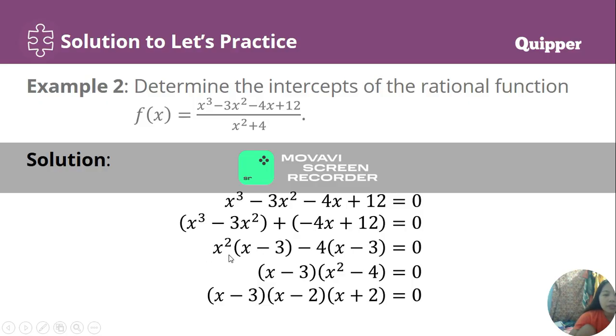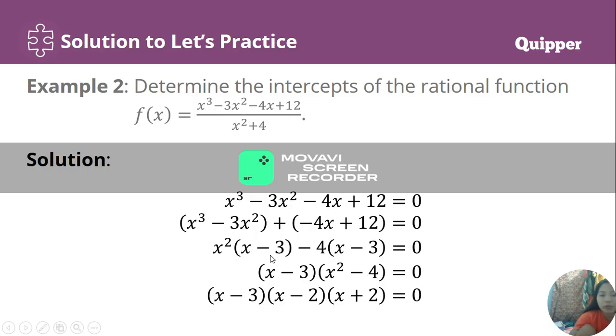Then the x squared outside the parentheses and the negative 4 outside the other parentheses, we will combine them. That is why we have x squared minus 4. Then x minus 3 and x minus 3 are common, so we will just copy. Do not put 2 x minus 3 since they are common, so only one binomial to put. So as you can see, we have x minus 3 only, and then times x squared minus 4.